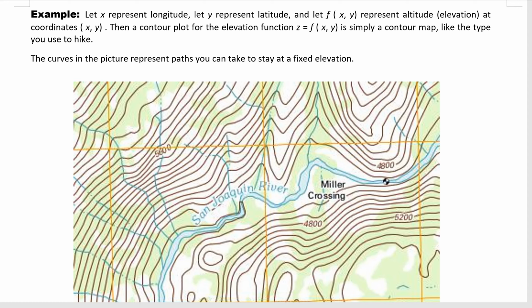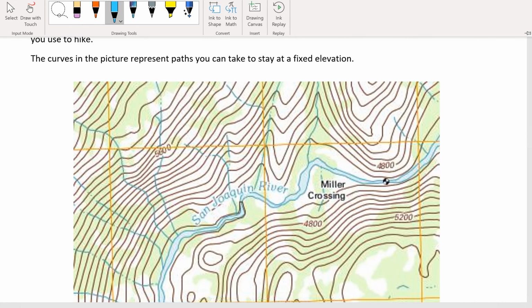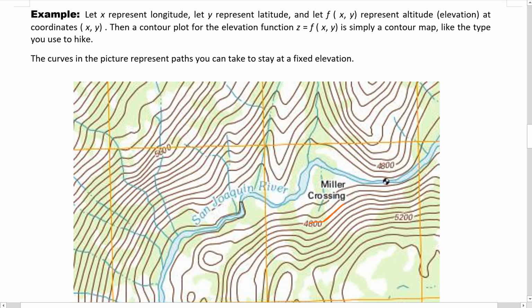So if, for example, here, this means we have 4,800 feet along that line, right? So along this line, we have the same height. So if you want to go down to the river, you want to go in the direction perpendicular to those level curves, right? And this line represents the height is 5,200 feet. Okay?